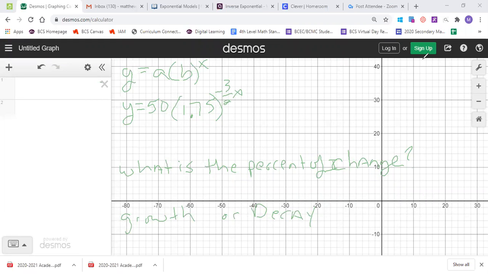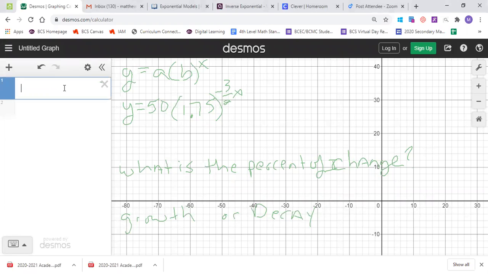So we start with y equals a b to the x, an exponential equation, and what we're going to do is determine what the percent of change is and whether it's growth or decay. The first thing I like to do is type it in and look at it, because from that point I can determine if it's growth or decay just by the graph.